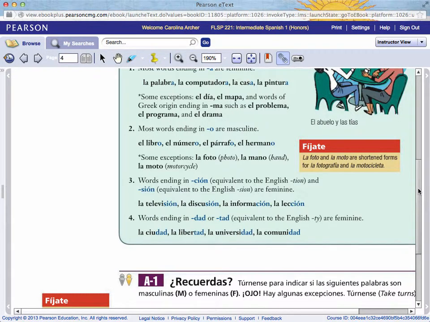all the words that are going to modify a noun, like adjectives, have to agree in gender and in number, okay? So if you say el día, and you want to say the beautiful day, you're going to say el día bonito, okay? Bonito meaning beautiful, but it has to be in the masculine form, just like the noun that is modified. All right. Muy bien. Vamos a continuar a la página 5.